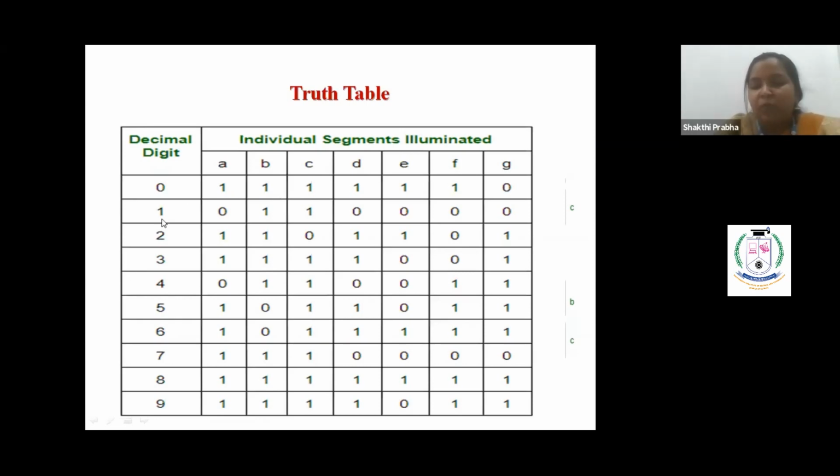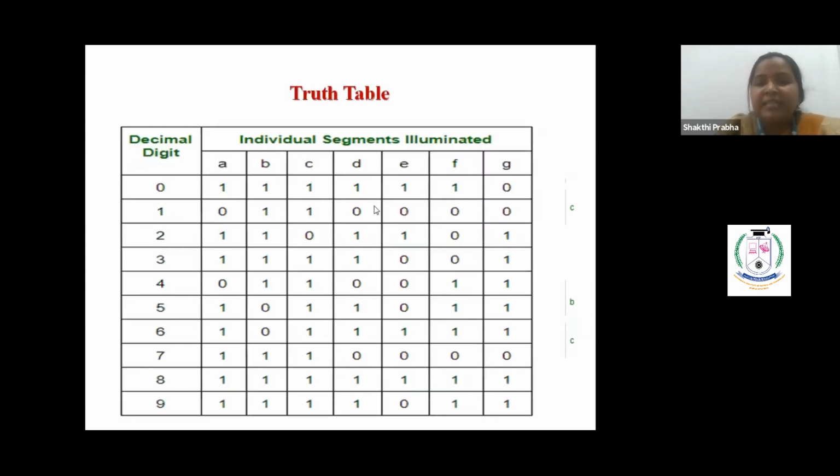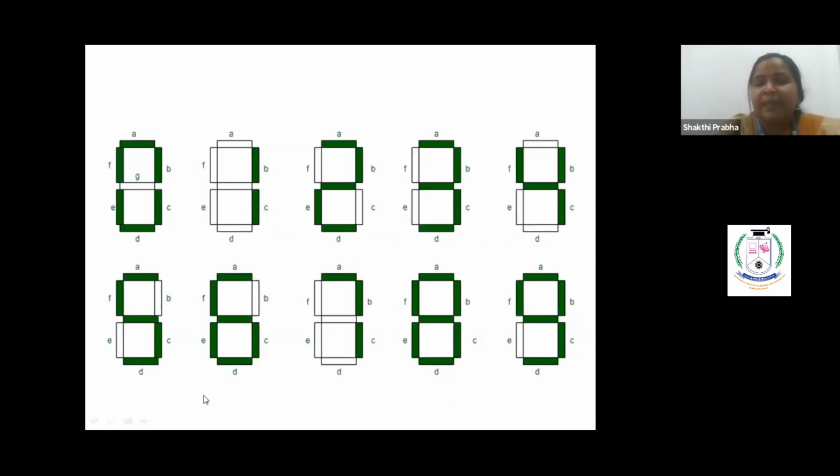What about 1? If you want to get the digital display as 1, the segment B and C will be in on, the rest will be in off. So B and C alone will be in on. On means 1, remaining will be off. The same procedure has been carried out until 9. Why until 9? Because you can display the numbers starting from 0 to 9, right?